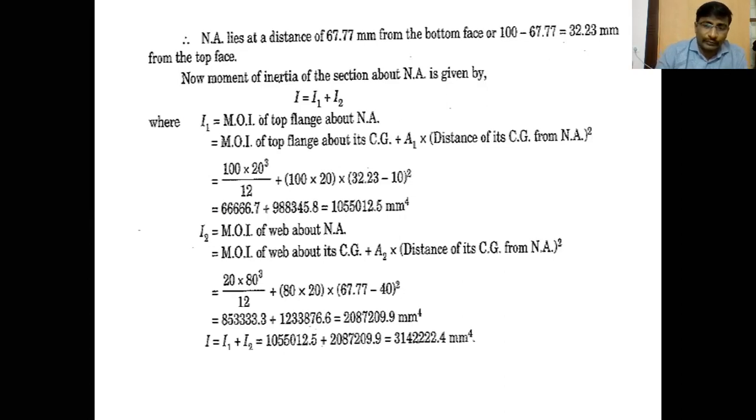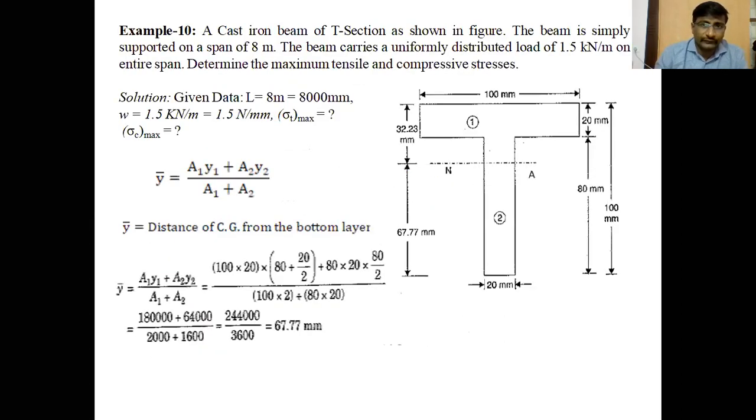So we are finding the moment of inertia of this top flange about the neutral axis. We know that the moment of inertia of the top flange about its own CG is given by the formula bd cube by 12, so 100 into 20 cube by 12. But we should know the moment of inertia of the top flange about the neutral axis. We must shift the moment of inertia from its own CG to the neutral axis. If we want to shift it, use the parallel axis theorem.